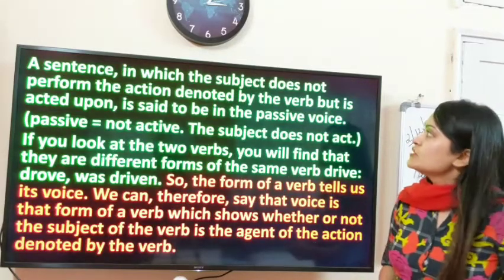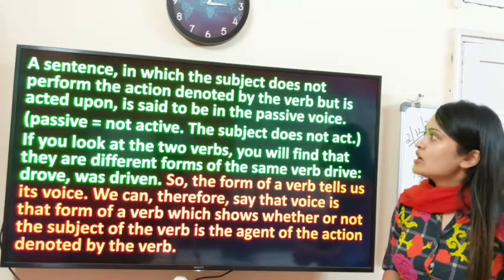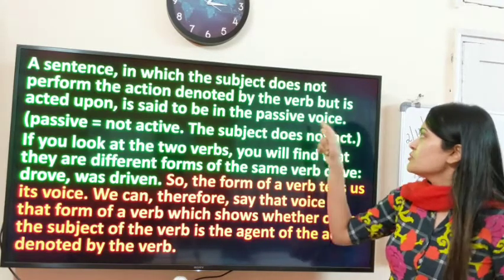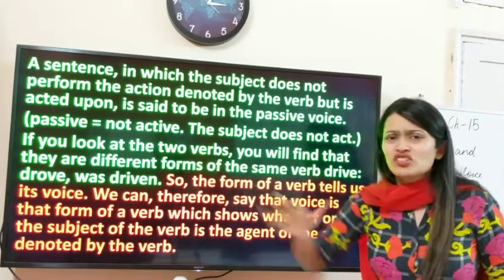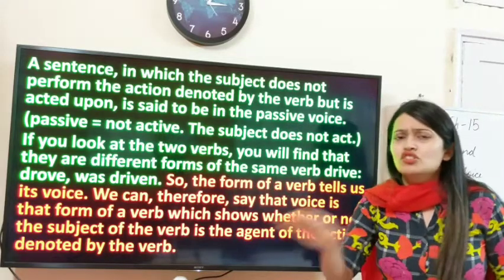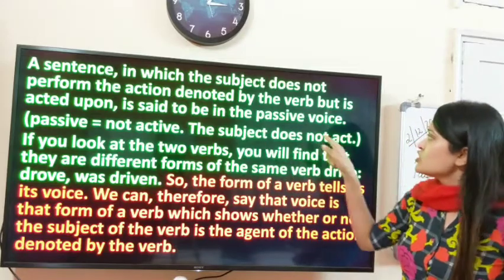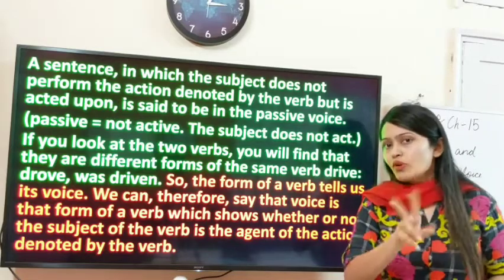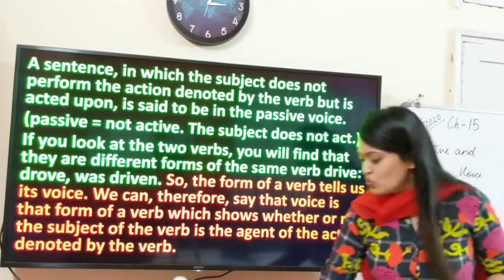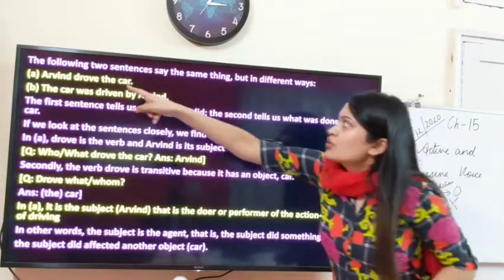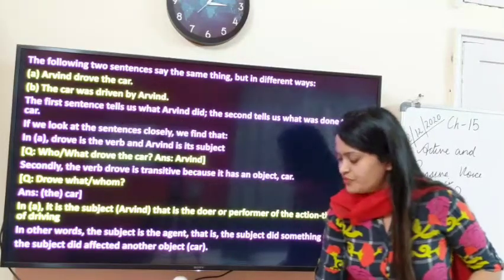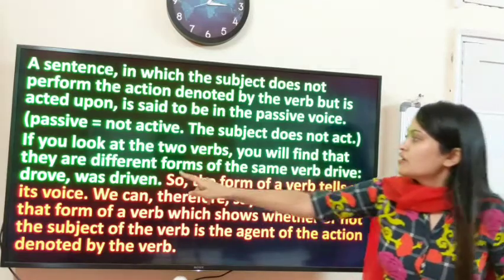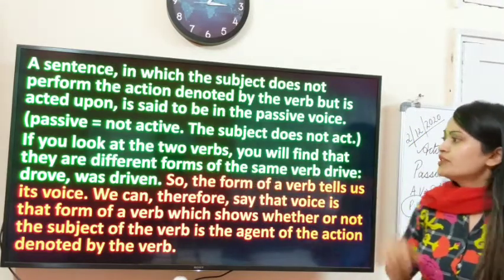A sentence in which the subject does not perform the action denoted by the verb but is acted upon is said to be passive voice. Passive meaning, children, not active. Our subject is not active. The subject does not act. If you look at the two verbs, now this is another important point, children. Which are the two verbs they are talking about? Drove, was driven. If you look at the two verbs, you will find that they are different forms of the same verb drive.